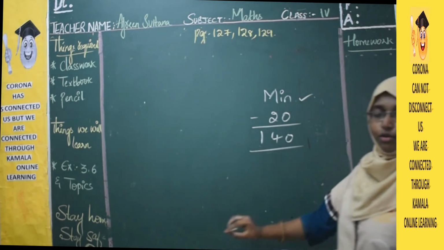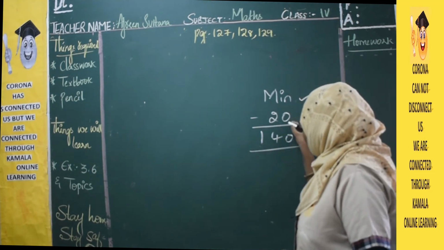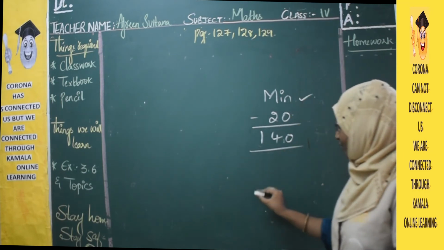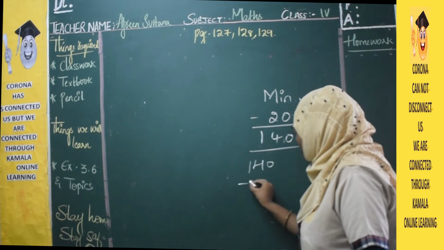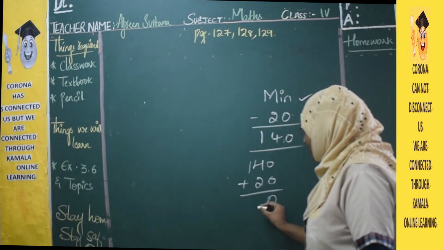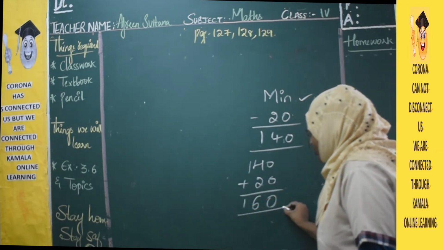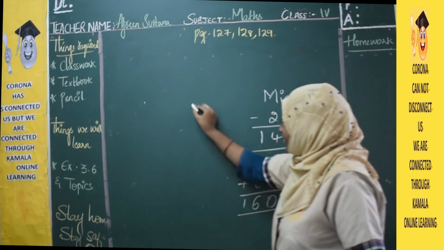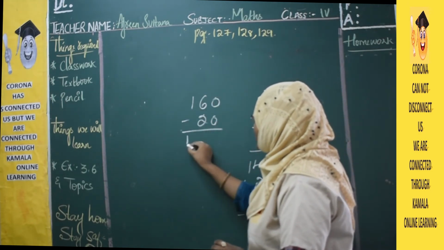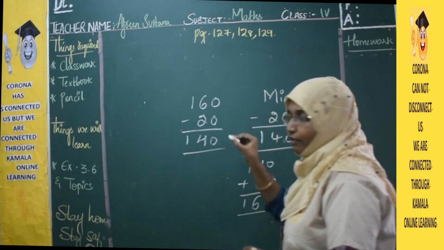What is the rule to find the minuend? Simply add these two numbers, the difference and the subtrahend, and you will get the minuend. That is 140 plus 20. So 140 plus 20, this is 0. 4 plus 2 is 6. This is 1. So what is the minuend over here? 160. If you subtract 20 from 160, you will get the answer as 140, right?